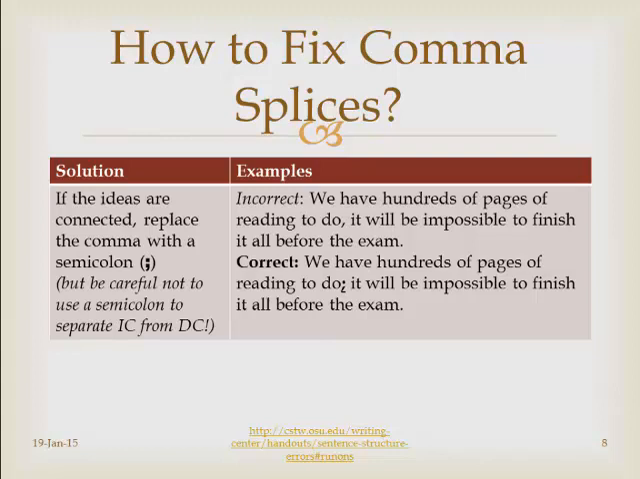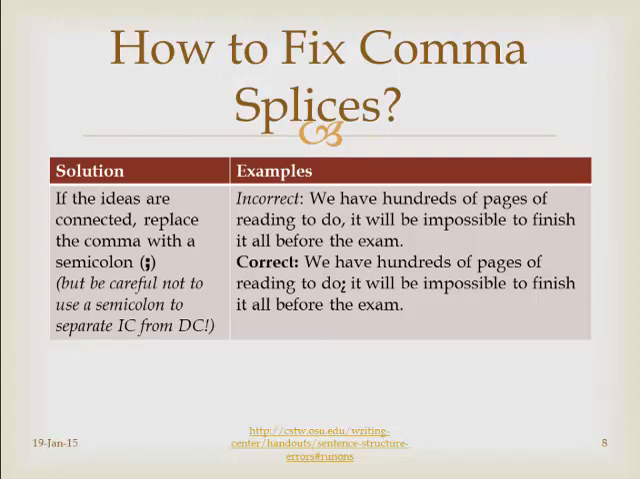But you must be careful not to use a semicolon to separate an independent clause from a dependent clause. We've talked about types of sentences. When you want to separate an independent clause from a dependent clause, you just use a comma. So this is only in the case of two independent clauses. You replace it with a semicolon if the ideas are connected.